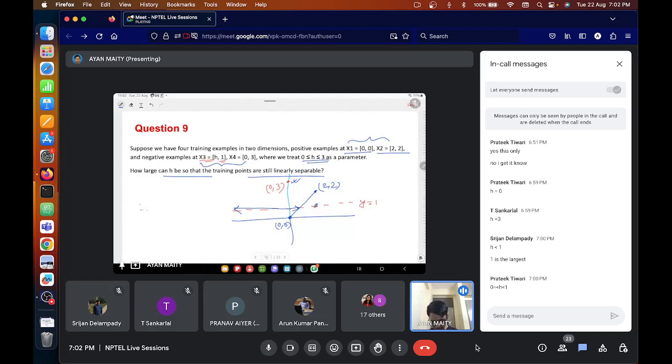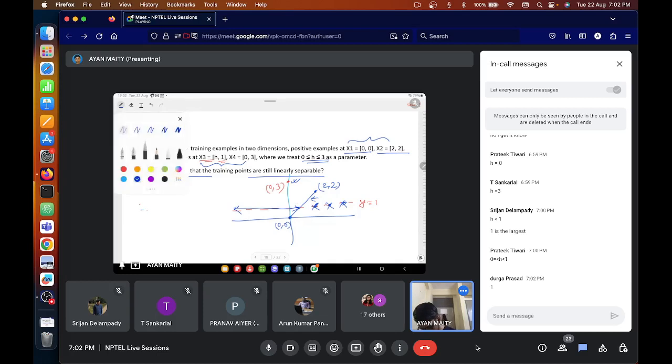If x3 is somewhere here or here or here, the points are not linearly separable in that case. So x3 cannot be in those places. It has to be to the left of this straight line. At max it can be here. At max it can be here. This color is not visible.